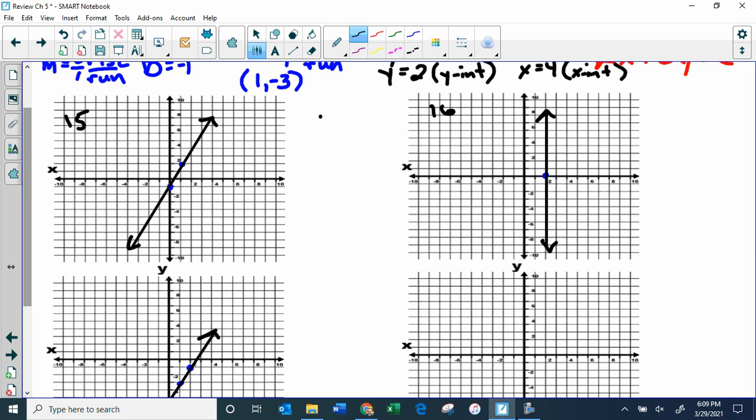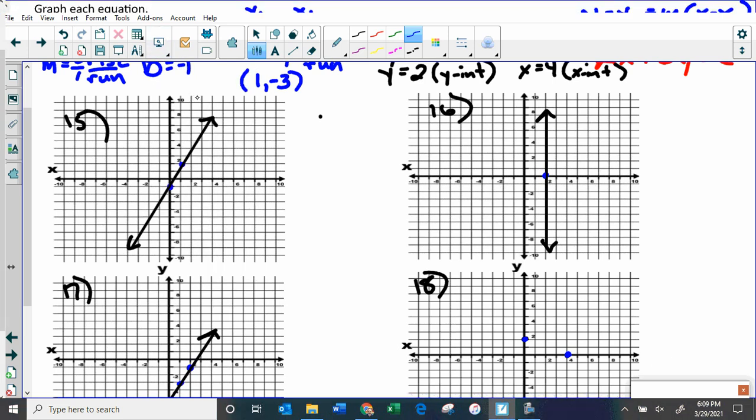So let's go down here. This is number 17. This is number 18. It crosses the y-axis at 2. It crosses the x-axis at 4. So that's right there. And so then I draw my line through those.